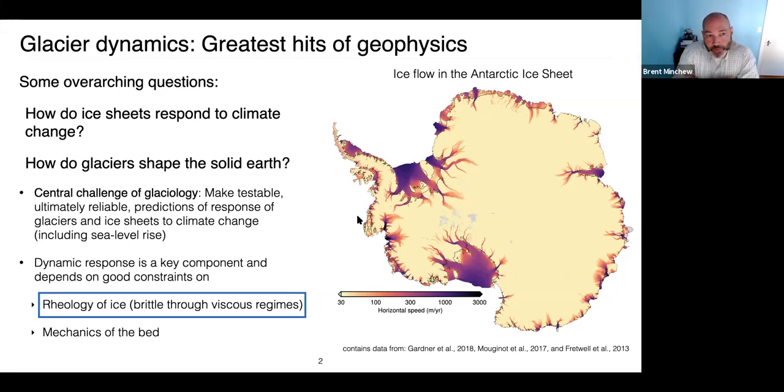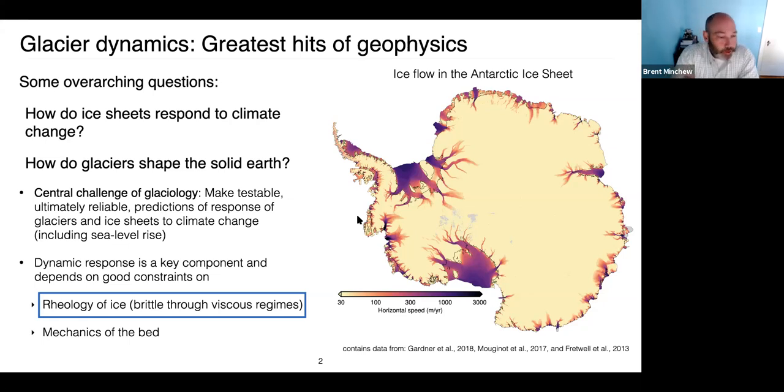Moving on from that, thinking about the field as a whole, we naturally want to address some overarching questions. Some of these are very obvious. We think broadly about how ice sheets respond to climate change and how they contribute to sea level rise. And then we also think about the flip side of the coin: how do glaciers shape the solid Earth? Glaciers are a major agent of erosion, and the connection between glaciers and the solid Earth is a key feature of understanding the shape of our Earth and the morphology of the surface.